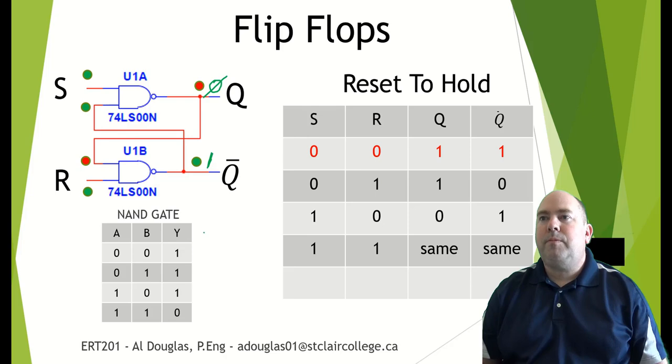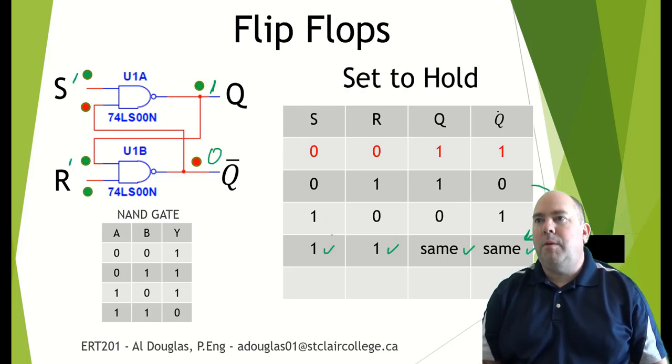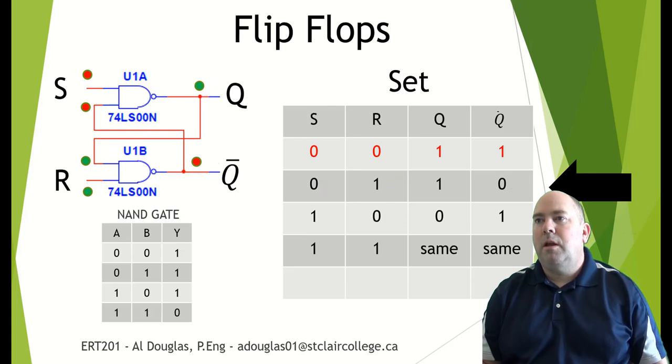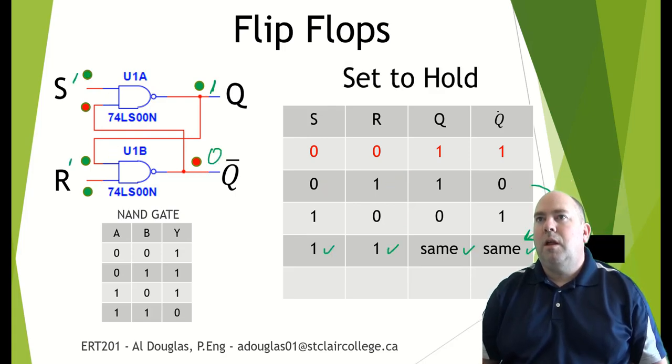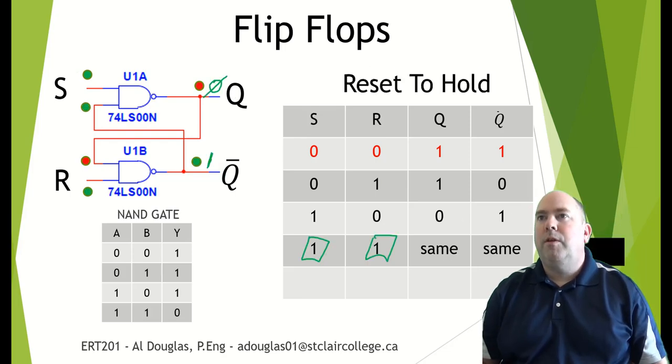Okay? So notice this input combination here of 1 and 1 is the exact same combination that we had back here, except this combination gives us Q is on, Q bar is off. This one gives us Q is off, Q bar is on.